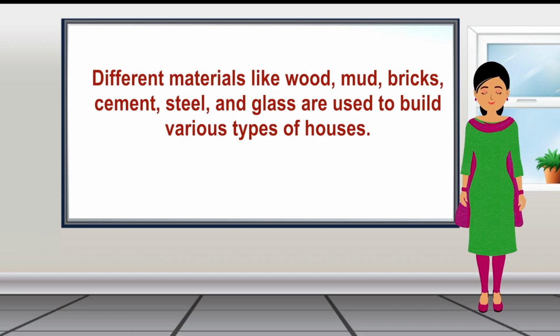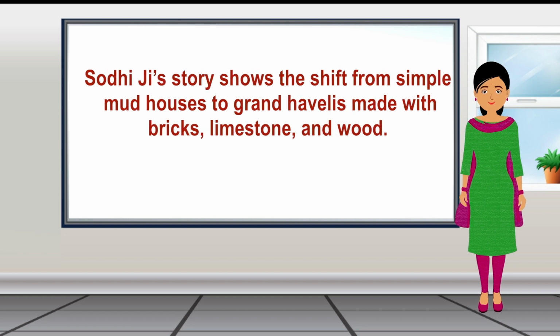Let's review what we have learned today. Different materials like wood, mud, bricks, cement, steel, and glass are used to build various types of houses. Sodhiji's story shows the shift from simple mud houses to grand havelis made with bricks, limestone, and wood.